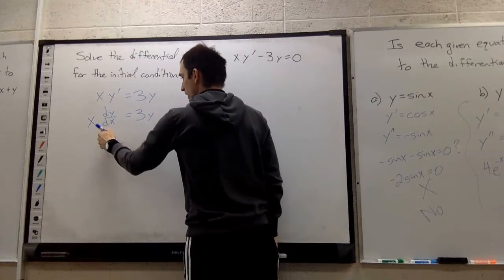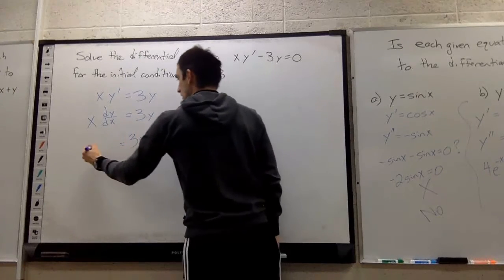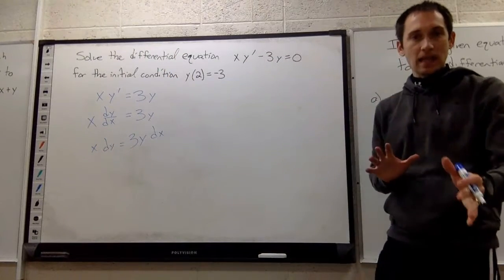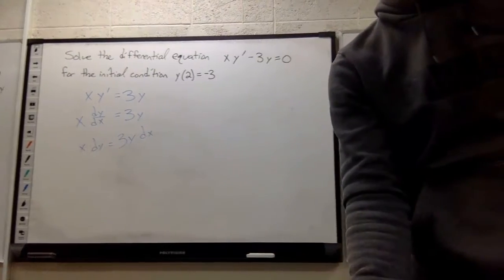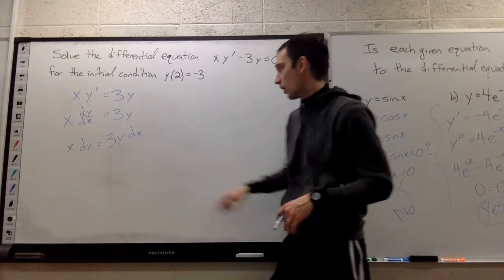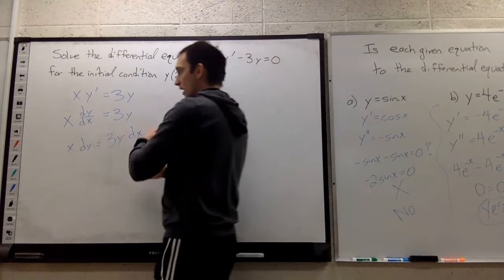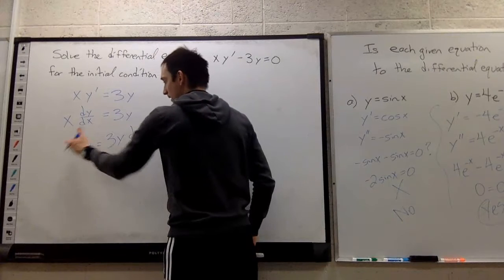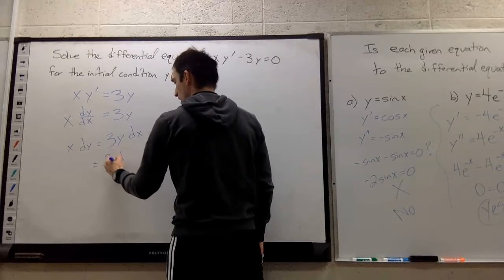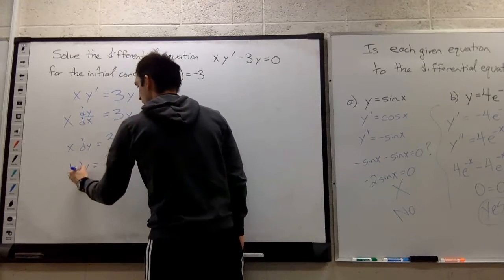So I'm going to multiply the dx up over here. So I have 3y dx equals x times dy. Now I have my dy and dx separated, but I still need to get all the y stuff together and all the x stuff over here. So I need to get the y over to the left and the x over to the right. I'm going to divide both sides by x and y. So I'll have 3 over x dx, and I'll have 1 over y dy.